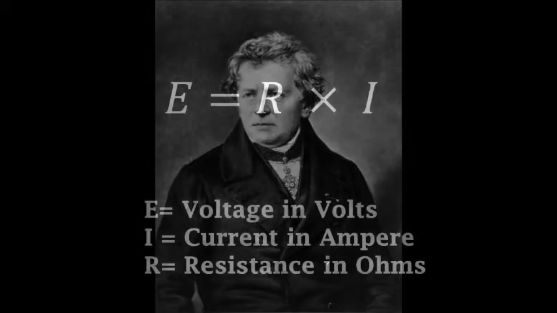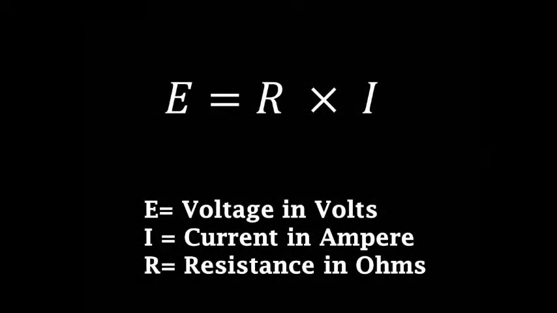Ohm's law, named after the German physicist Georg Simon Ohm, who studied the relationship between voltage, current, and resistance. That relationship leads to the statement of Ohm's law, which says that the voltage across a resistance is equal to the product of the current passing through it and the resistance.